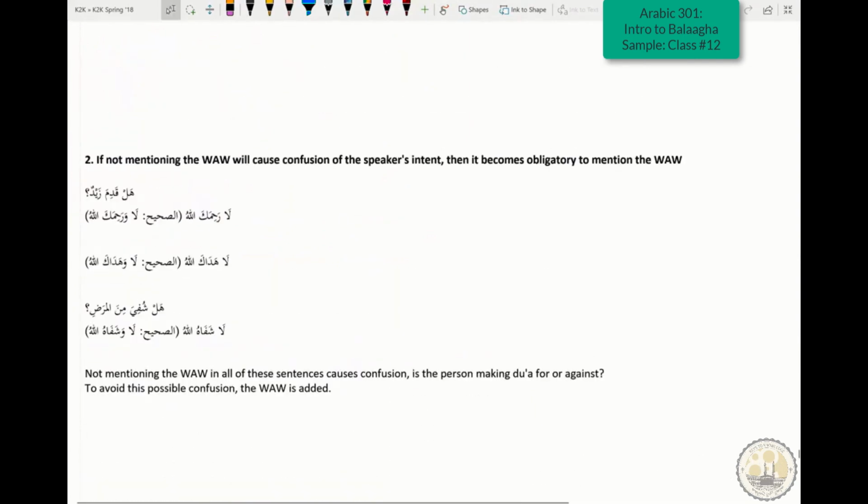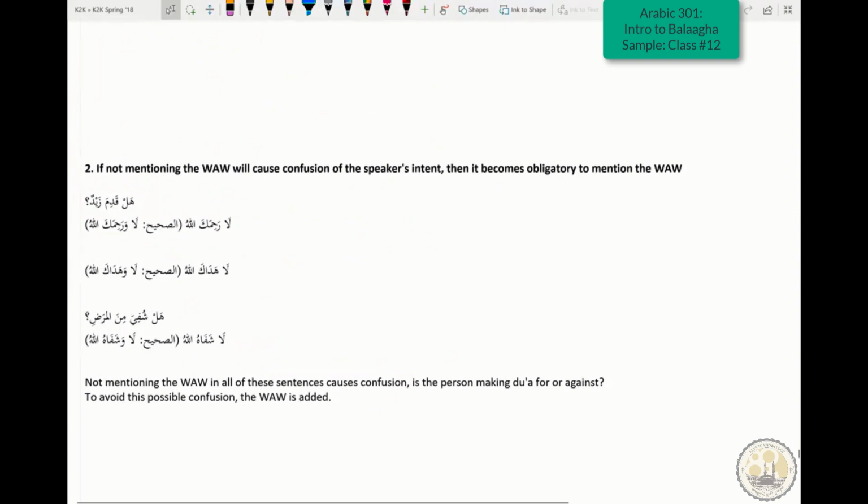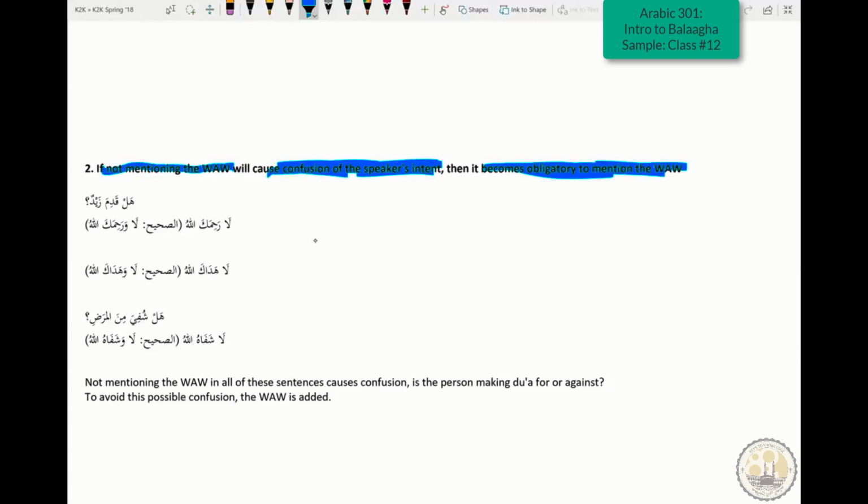So this is the first instance where you have to mention the wow, if both sentences are either khabari or insha'iyya. Now, what's another instance where the wow has to be mentioned, where the sentences have to be al-wasl? Okay? The second instance is if not mentioning the wow will cause confusion of the speaker's intent. Okay, in this case, it also becomes obligatory to mention the wow. Yani, if there's confusion as to the intent of the speaker, then you have to mention the wow.